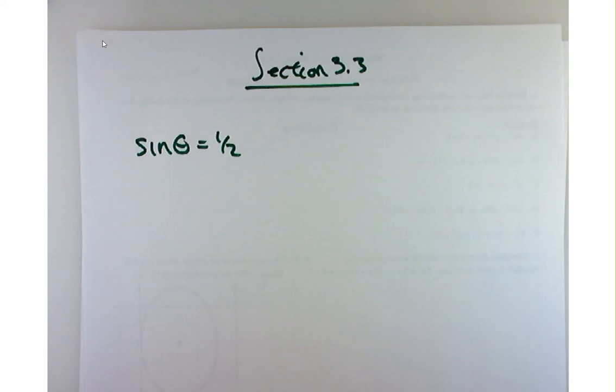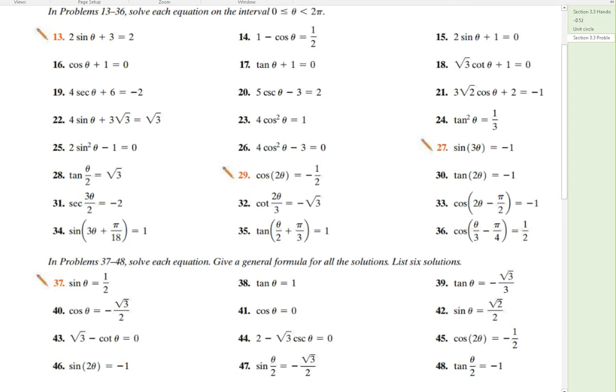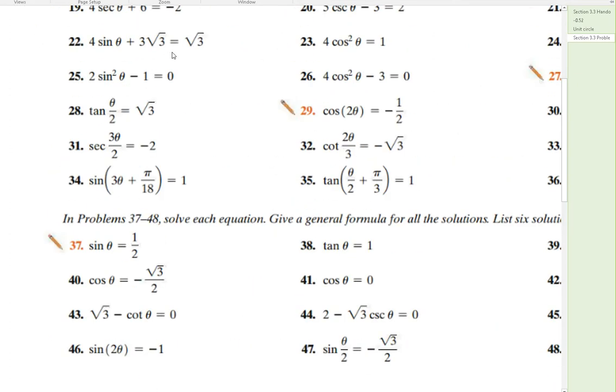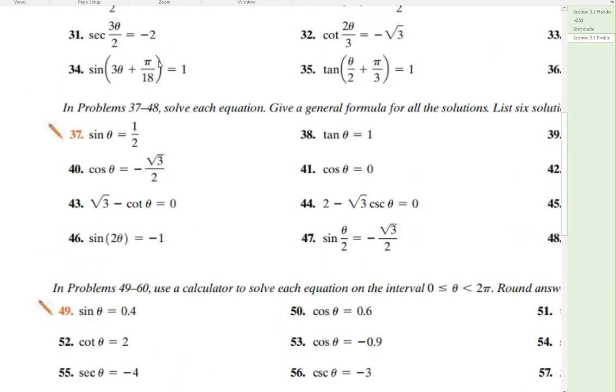So section 3.3 asks us to solve trigonometric equations. We're going to buzz through a lot of these things here, so hang on to your hats. Now, in particular, if you have something like sine of theta equals 1/2, let's take a quick look at what the instructions might look like on an exam or in my math lab. So that one is down here. So solve each equation, give a general formula for all solutions, list 6 solutions.